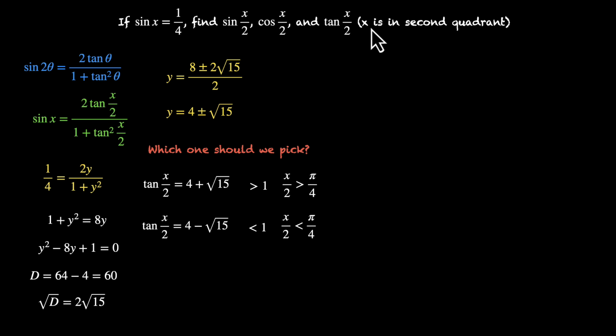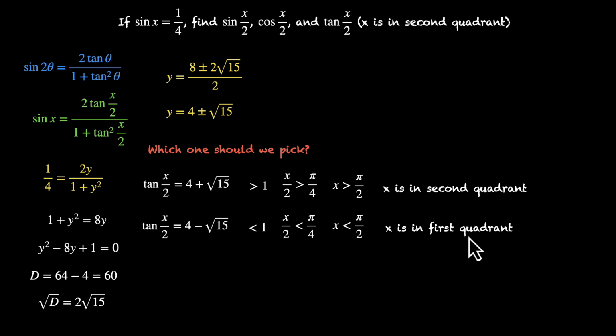We can say this because if x is in the second quadrant, then half of it is in the first quadrant. So x by 2 is greater than pi by 4 here and x by 2 is less than pi by 4 here. Tan of pi by 4 is 1. So if we input anything more than that, we get more than 1. And if we put anything less than that, we'll get tan less than 1. Doubling this will tell us where our x is. So doubling this will give x as greater than pi by 2. If half of it is more than pi by 4, then x is greater than pi by 2. And here half of it is less than pi by 4, which means x is less than pi by 2. This gives us x in the second quadrant. This gives us x in the first quadrant.